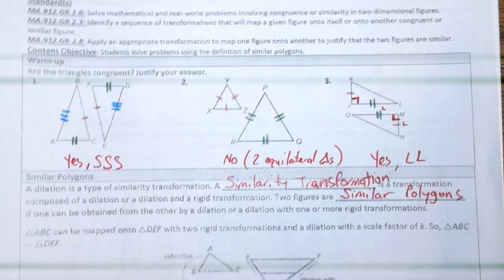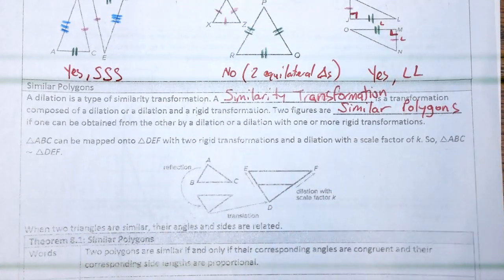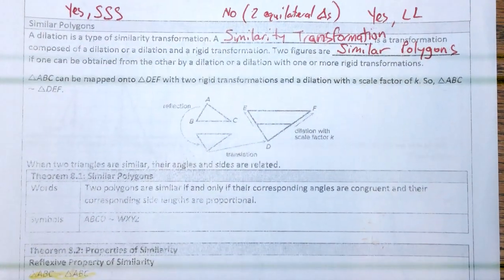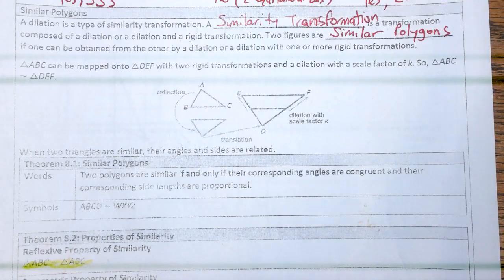All right, moving down. Again, still on page 5. Similar polygons. A dilation is a type of similarity transformation. So a similarity transformation is a transformation composed of a dilation and a rigid transformation. Bear with me a minute. So two figures are similar polygons if one can be obtained from the other by a dilation or a dilation with one or more rigid transformations.